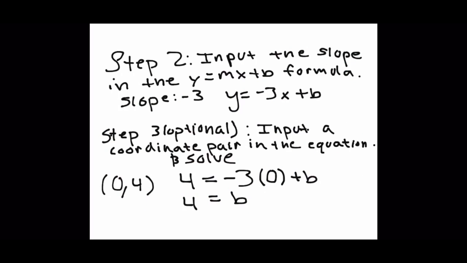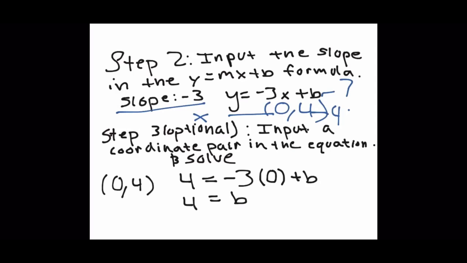Step 2 is to input the slope in the y-intercept formula. We know that our slope is negative 3, so our formula would be y equals negative 3x plus b. We do not know what b is yet, so this step is optional, because we kind of do know what b is: the coordinate was (0, 4), and if x is 0, then the y-intercept would be 4. So this is just to do it manually.